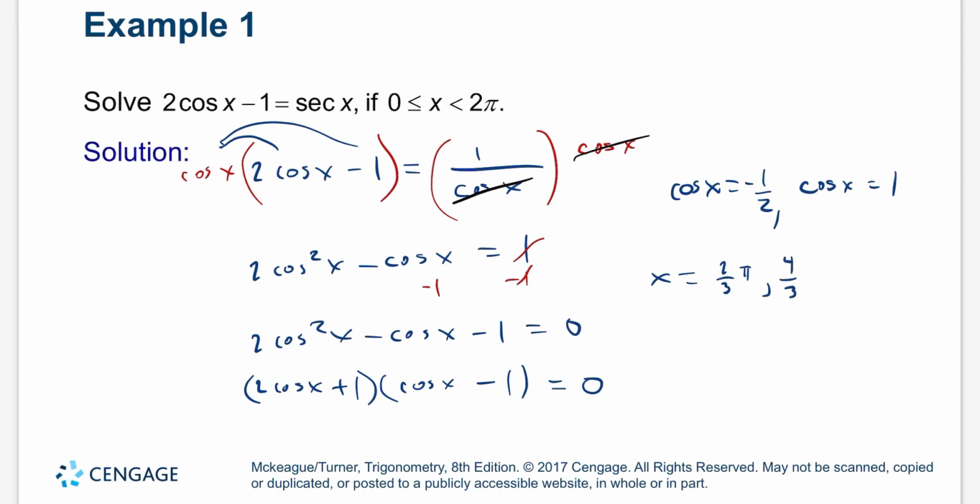X equals 2/3 pi and 4/3 pi. And we don't have to add the 2 pi k because they're giving us an interval to work on. And these are the two answers for this equation. And then the answer for this equation would be 0, because that's where cosine is equal to 1. And that does it for that problem.